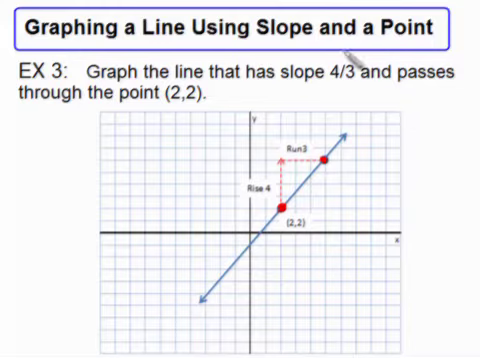Also, since our slope is positive, we can look back and make sure that our graph is rising as we read it from the left to the right.